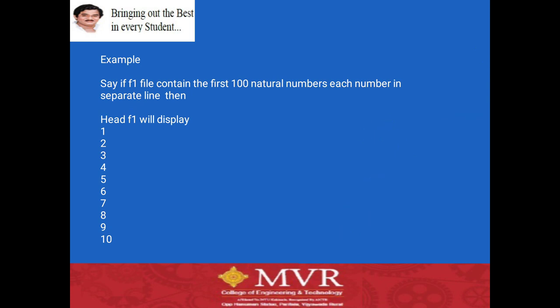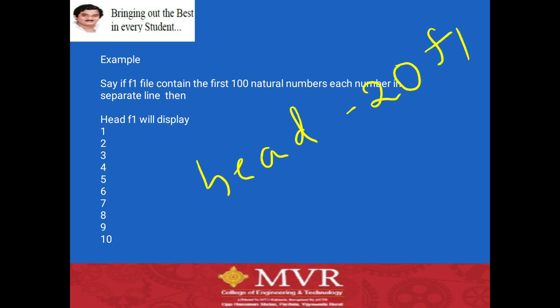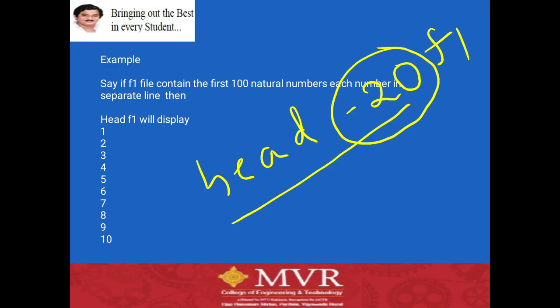By default, head followed by the file name f1 will display the top 10 lines. But now I want to display the top 20 lines. So you can use the number, that is head -20 f1. Now this head filter will display the top 20 lines of the file f1. That is, after 10 it will display 11, 12, 13, 14, up to 20.